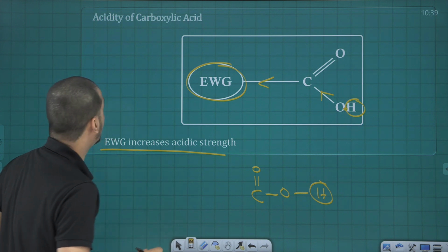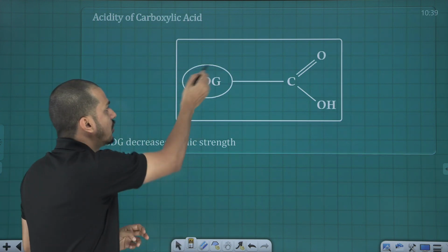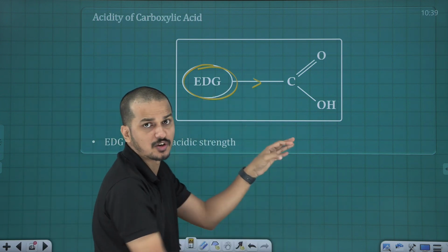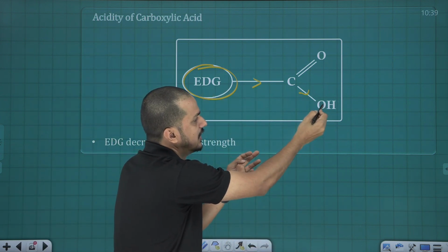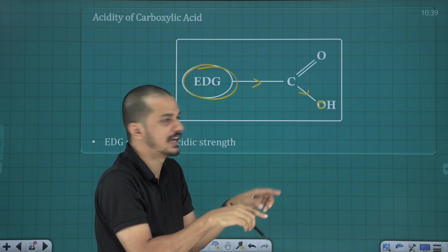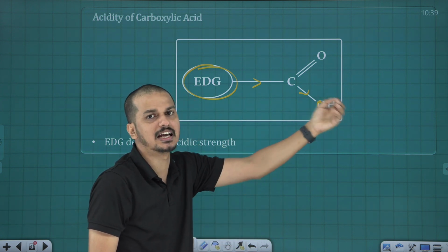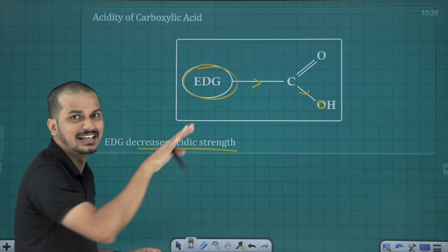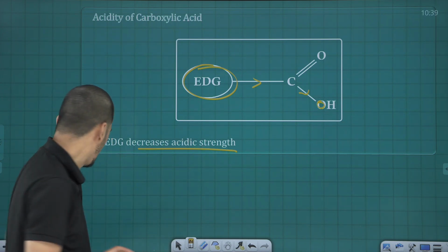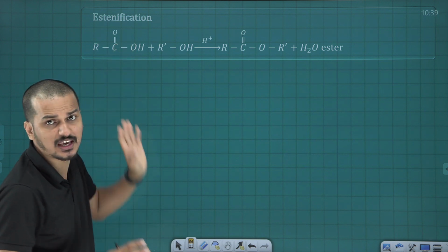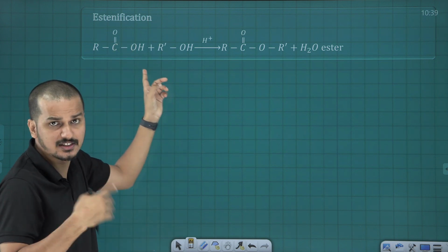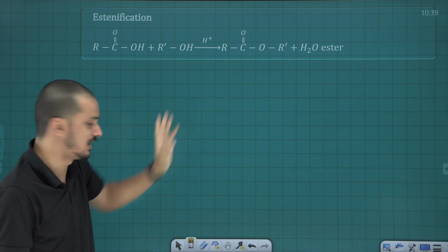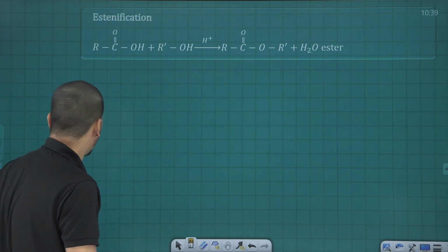Similarly, if it is an electron donating group like methyl group, what will happen? They will donate the electron. Automatically that will be compensated here. So this oxygen becomes less electronegative. That becomes less polar. That H won't leave easily. So automatically its acidic strength decreases. That idea also you have to keep in mind. Ready? Next again, esterification. We already went through this one. Carboxylic acid as well as alcohol, once you are reacting, you will get an ester. That idea we already explained.